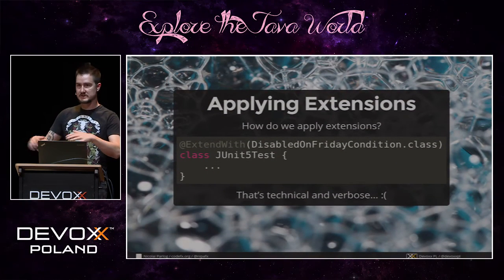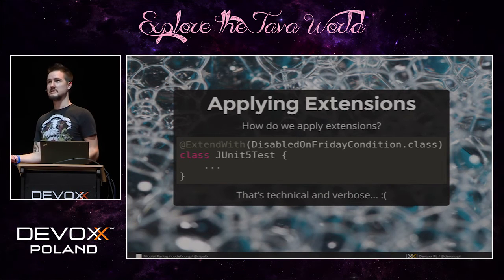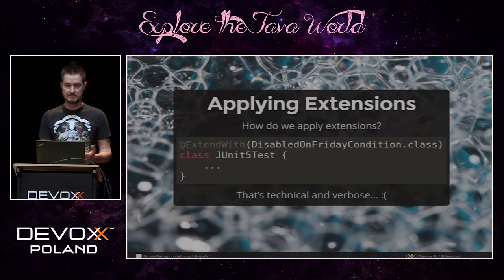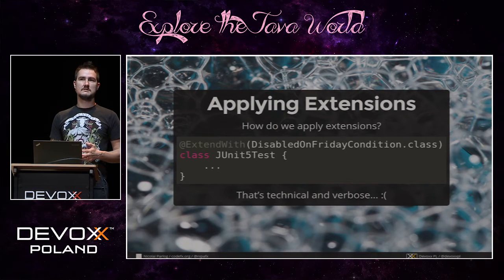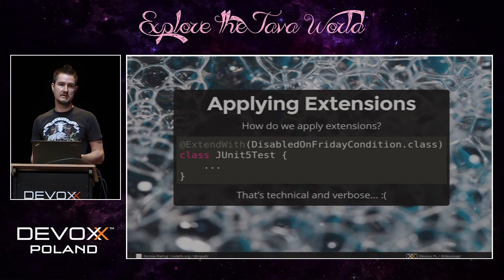Okay, so we created all of our extensions. That's cool. What do we do now? Because somehow JUnit has to know that these extensions exist. Otherwise, how can it use them? And there's an annotation. It's called extend with. So it would maybe be like the annotation for runners in JUnit 4.